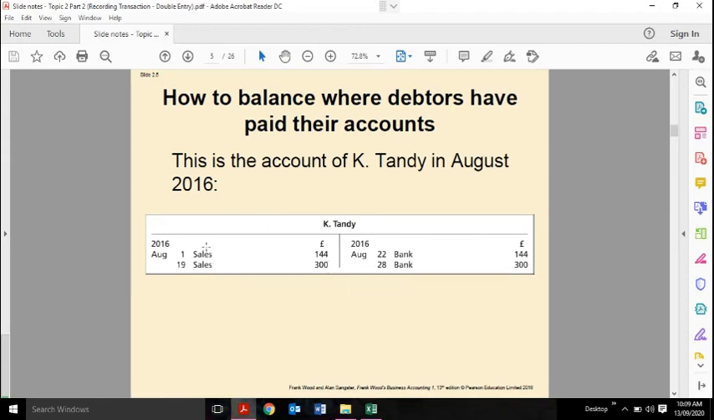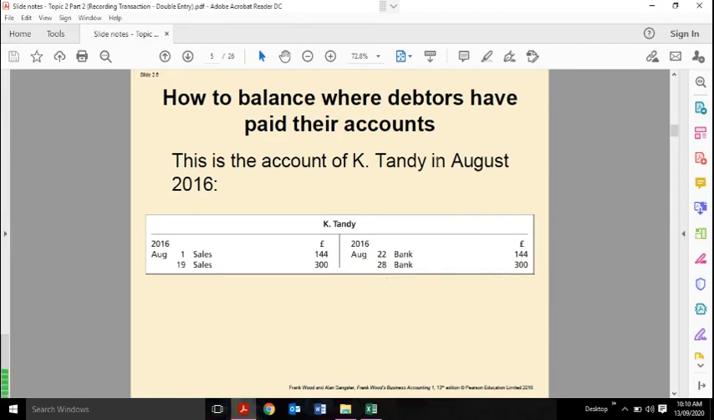Now let's look at the credit side. This is the debit side, and this is the account receivable. For account receivable, when it increases, it will be recorded on the debit side. Sorry, not right hand side, left hand side. Meanwhile at this part, it shows 16 August, 22nd.